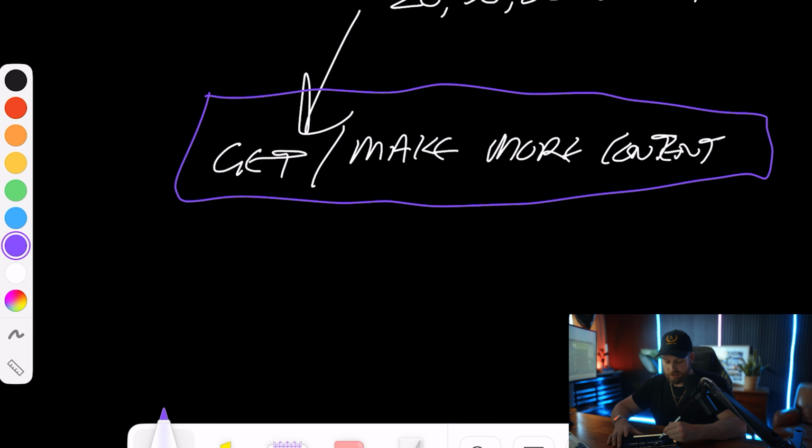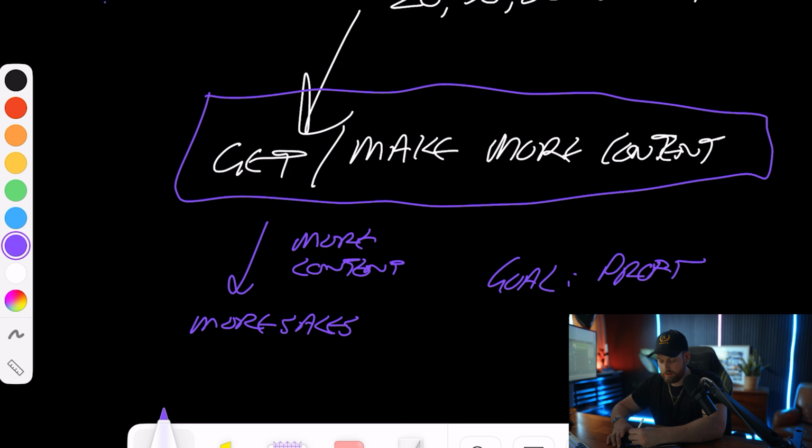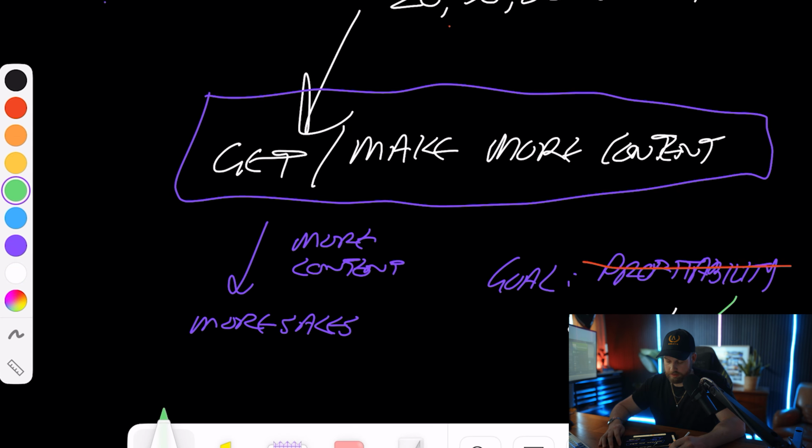And so as you gradually get more content, it will get more sales. And the goal here, which you might think is getting profitable, right? Profitability. No, profitability is not the goal here. The goal is sales and data, all right? That is the goal, sales and data.